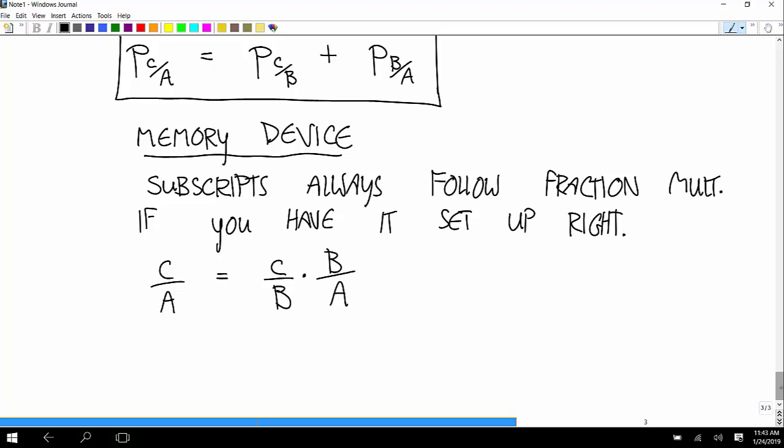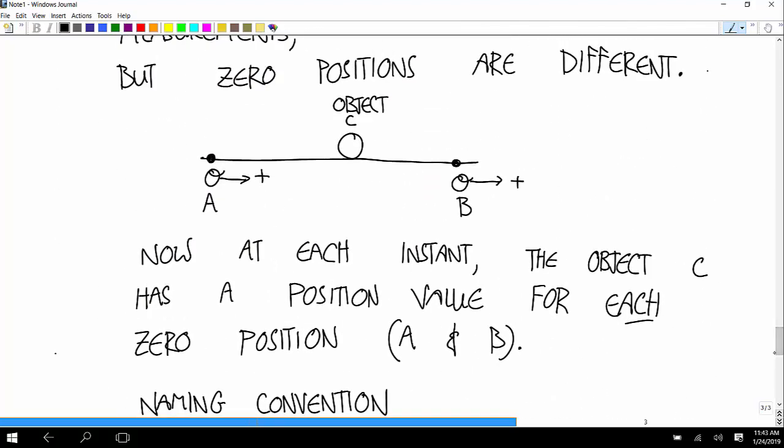Okay, so let me go up here and let's put some distances on this stuff and we'll see how this works, okay? So let's say that between A and B, there's a distance of 10 meters. And let's say that between A and C, there's a distance of 6 meters. And that means that between B and C, there's a distance of 4 meters.